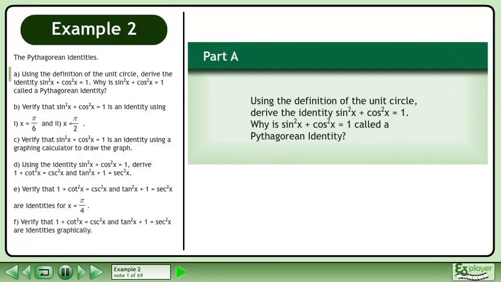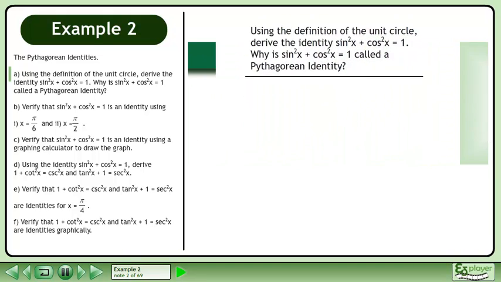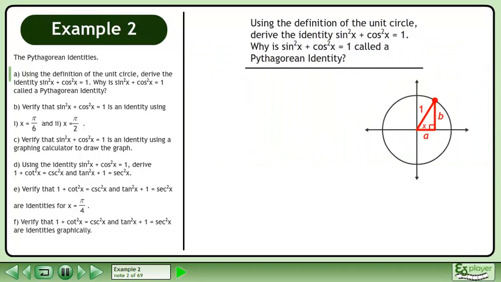Using the definition of the unit circle, derive the identity sine squared x plus cos squared x equals 1. Why is sine squared x plus cos squared x equals 1 called a Pythagorean identity? Draw a right triangle within the circle as shown.